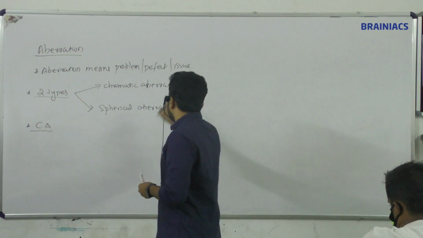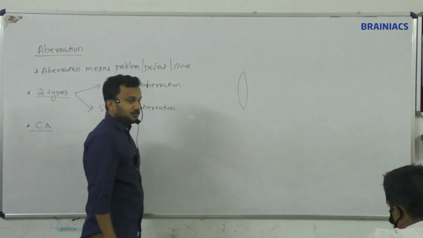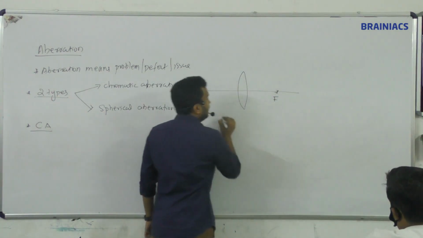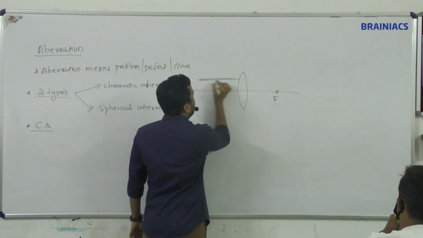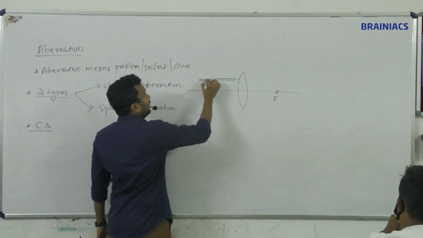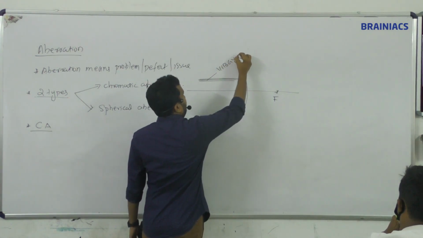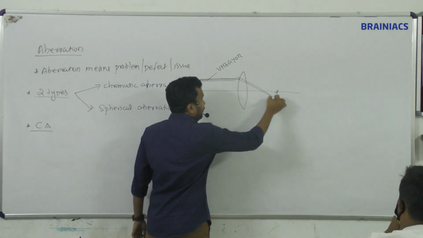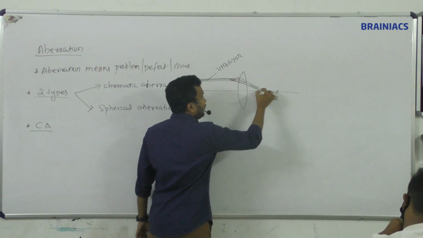Chromatic aberration mainly concerns the convex lens. Suppose white light is coming, and this is the focus in simple terms. This white light consists of many colors, various colors, all colors will be there. And what should happen when it is moving is that all the colors should meet or pass through a common point.